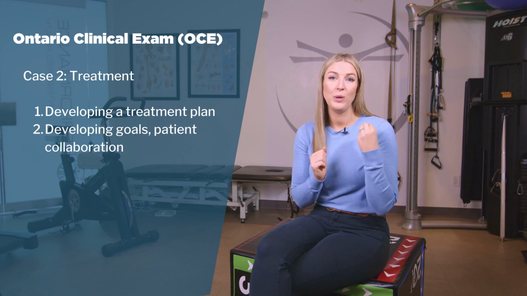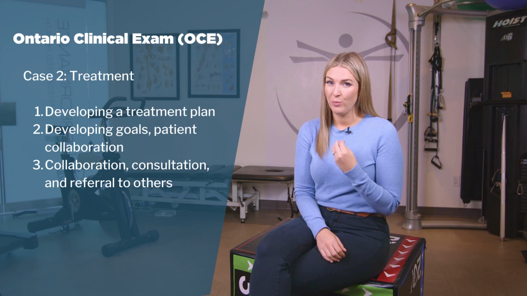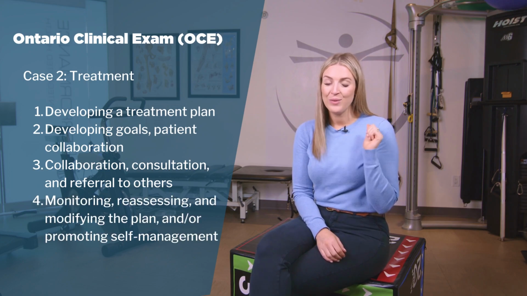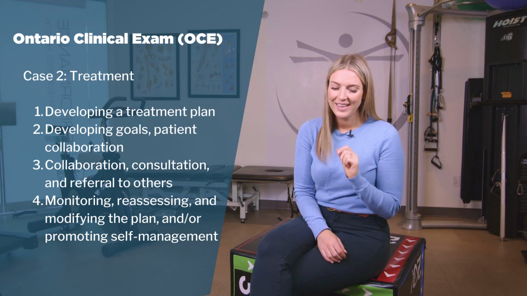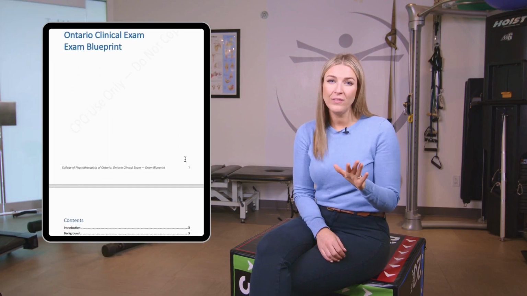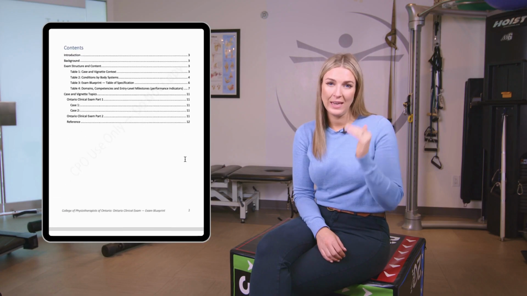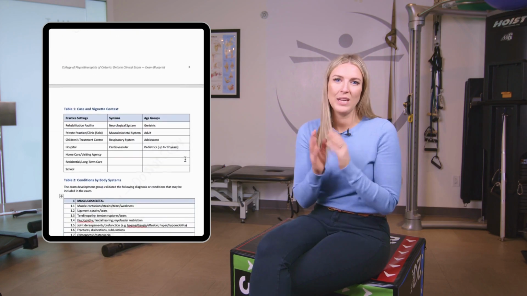Right, so also in part 1, you will have to go through case 2. Now case 2 has 5 areas that you're going to have to go through. Those areas are developing a treatment plan, developing goals and patient collaboration, consultation and referral to others, monitoring, reassessing, modifying the plan, and/or promoting self-management. And the last one is discharge planning or transitioning of care. Now, all of these topics can be found on the exam blueprint on the College of Physiotherapists of Ontario's website. So if you want to look at those again, you can see them there.